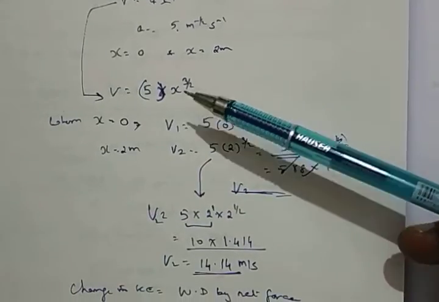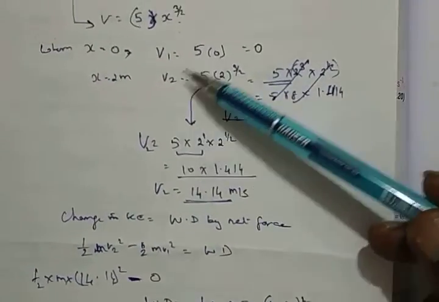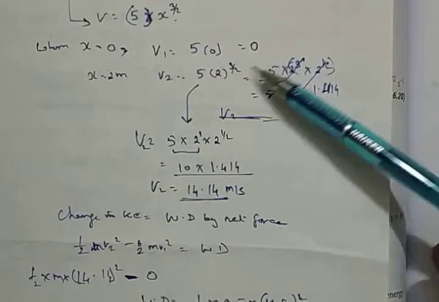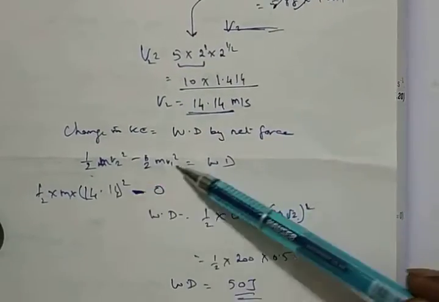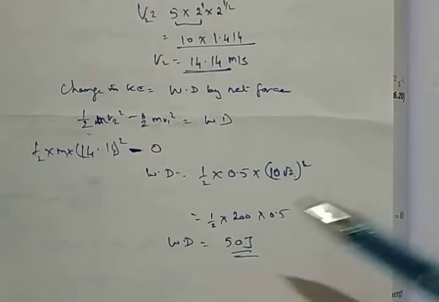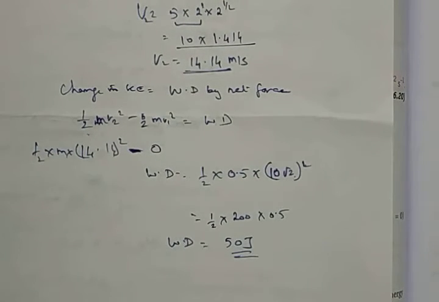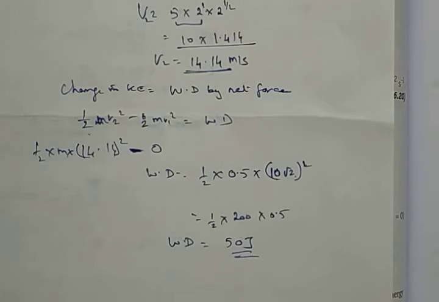You will find out after velocity you need to find out the v1, the velocity is 0, v2, the velocity is this much, and then change in kinetic energy is work done, and you get the value of 50 joules as the answer of work done. Right? Let's go to the next question now.